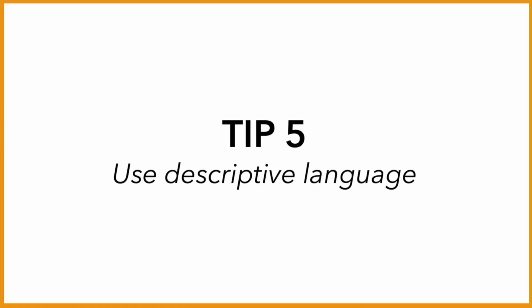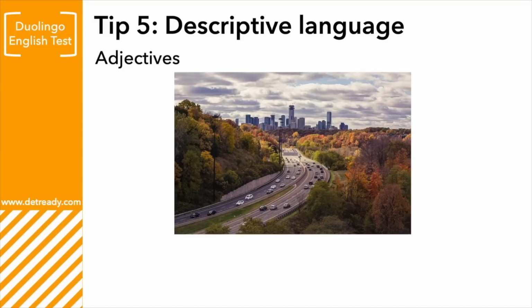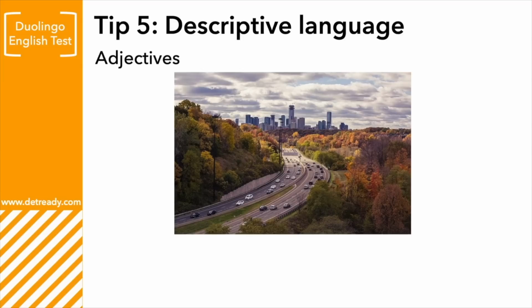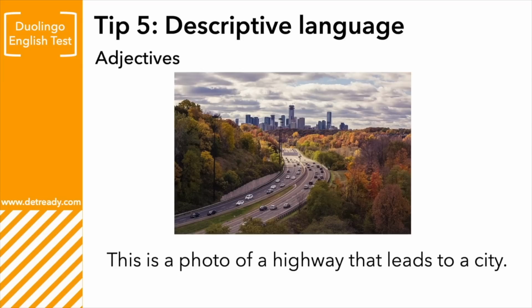Use descriptive language. Now, the first easy way to use descriptive language to add details is to use adjectives. Remember, adjectives describe nouns in more detail, and I highly recommend you use as many adjectives as you can when describing the photo. It will boost your score for vocabulary and content. Let's take a look at some examples. My simple sentence could be, this is a photo of a highway that leads to a city.